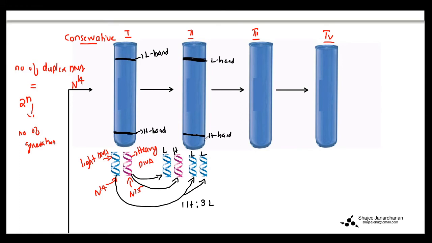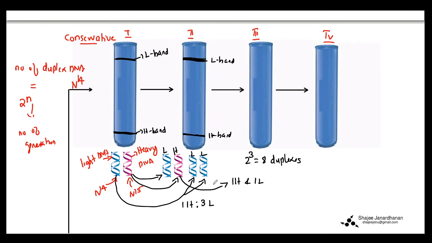Coming to the third generation, how many daughter duplexes do you get? The third generation means it is 2 to the power of 3. That means you should get 8 duplexes. And who are those duplexes that contribute to this? It is the 4 daughter duplexes in the second generation that replicate to form the 8 duplexes in the third generation.